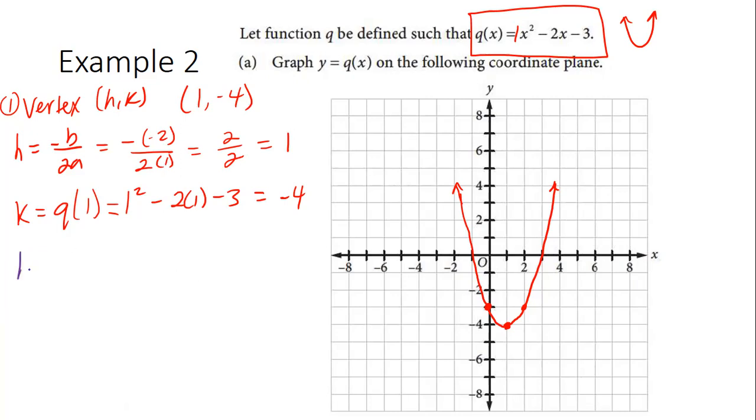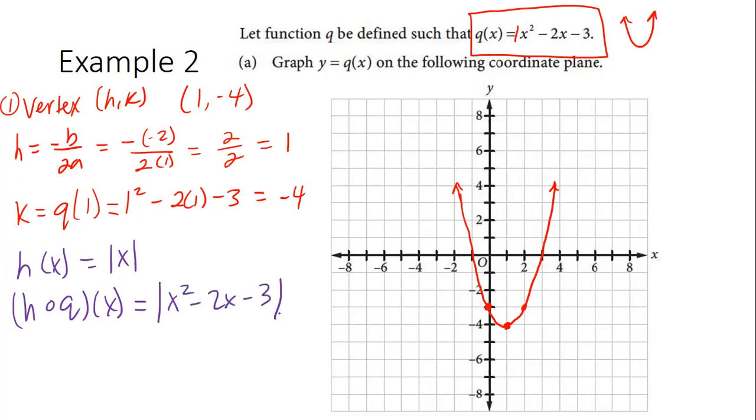All right, now again, we said we're going to let h of x equal the absolute value of x. So if I'm going to find the composition of h composed with q of x, that's going to equal the absolute value of x squared minus 2x minus 3. And what did we just say in example 1 that means is going to happen? Everything that is negative is going to become positive. So anything that's already positive, is it going to change?